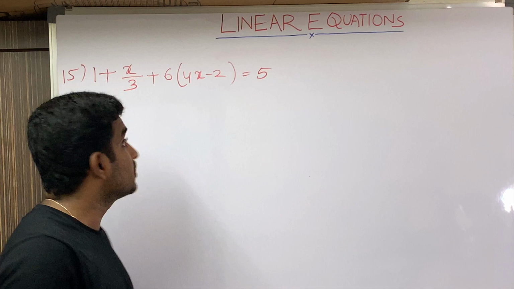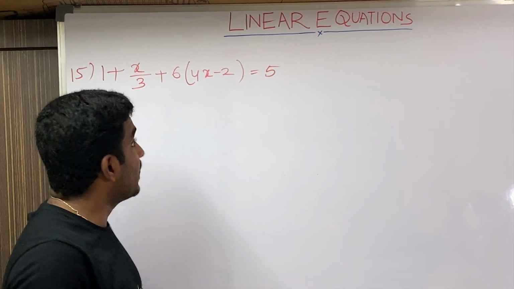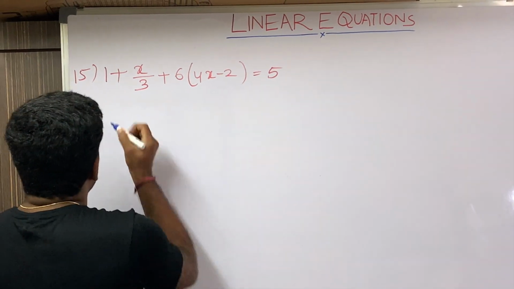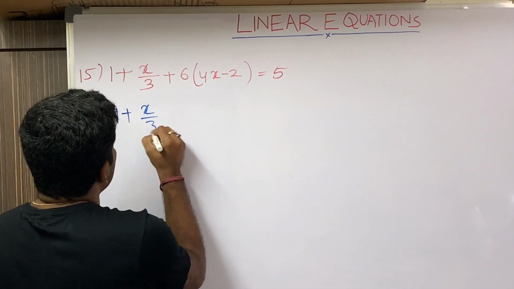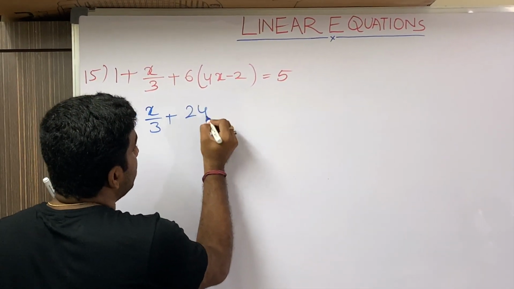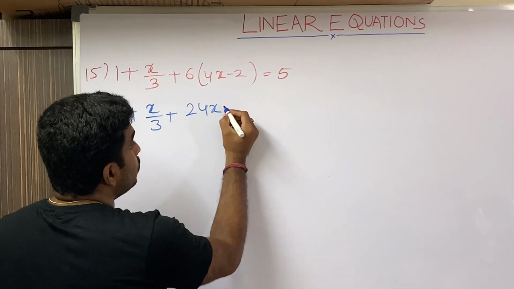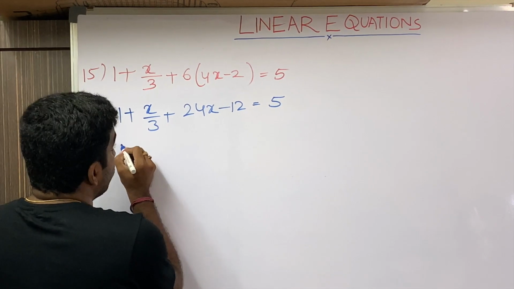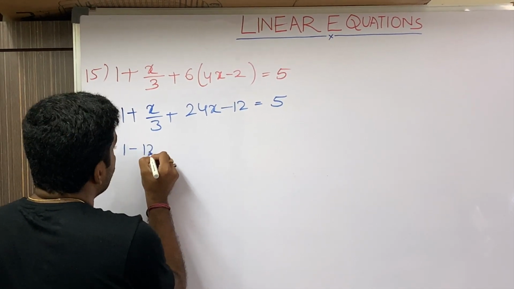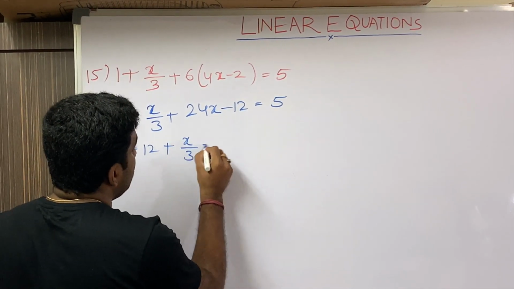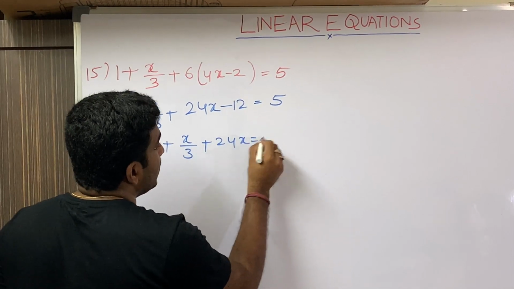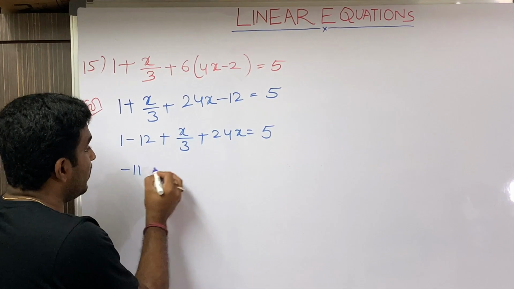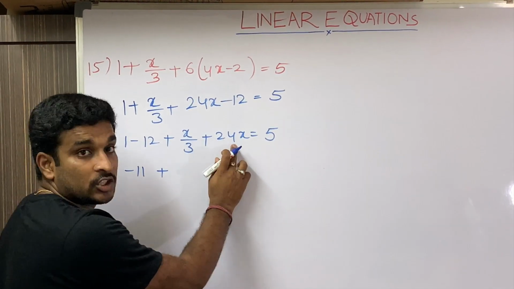The next question is 1 plus x by 3 plus 6 times (4x minus 2) equal to 5. 6 times 4x will be 24x, and 6 into minus 2 will become minus 12, equal to 5. So 1 minus 12 plus x by 3 plus 24x equal to 5. Now 1 minus 12 will become minus 11 plus x by 3 plus 24x.